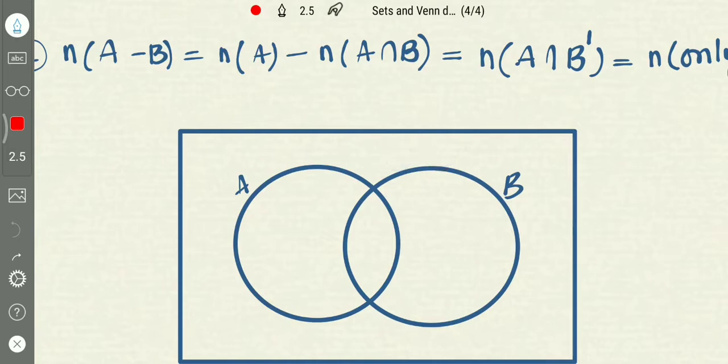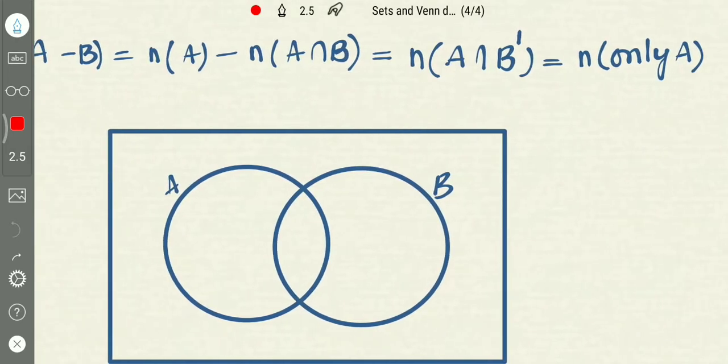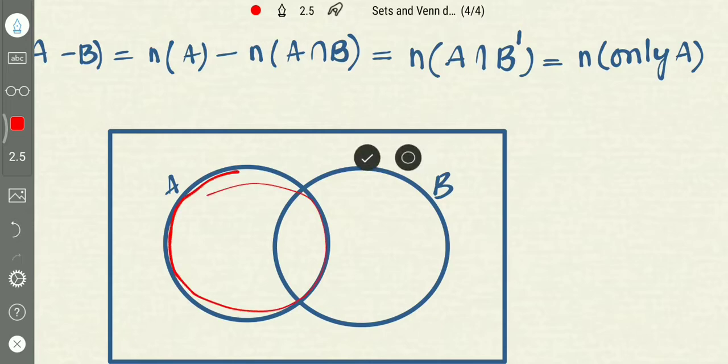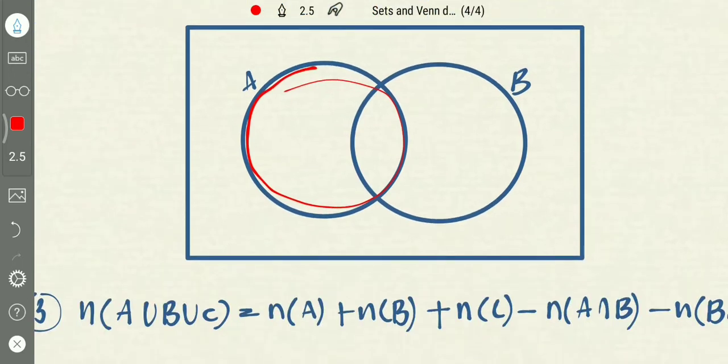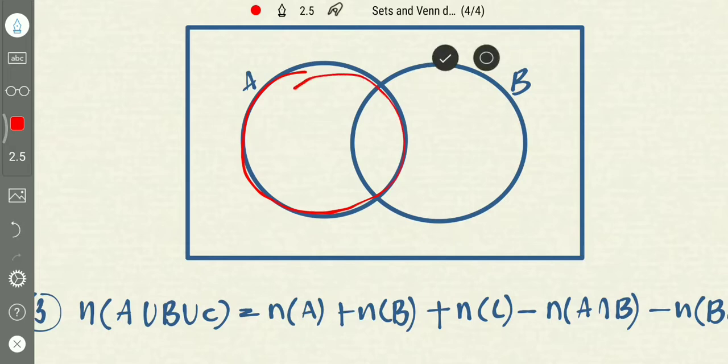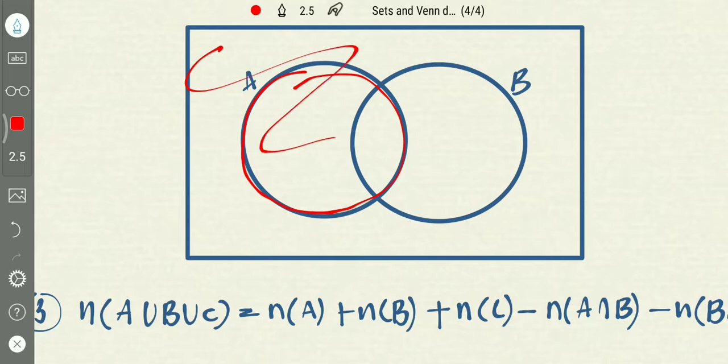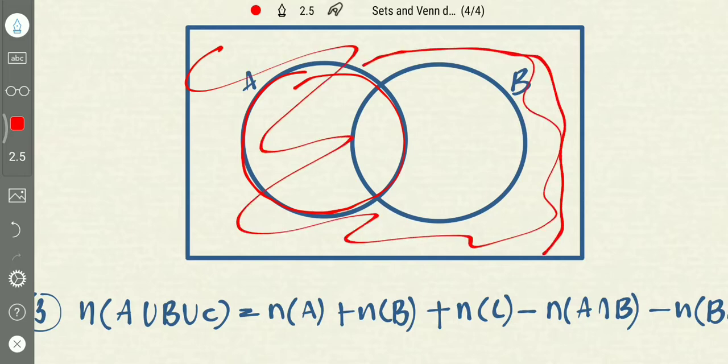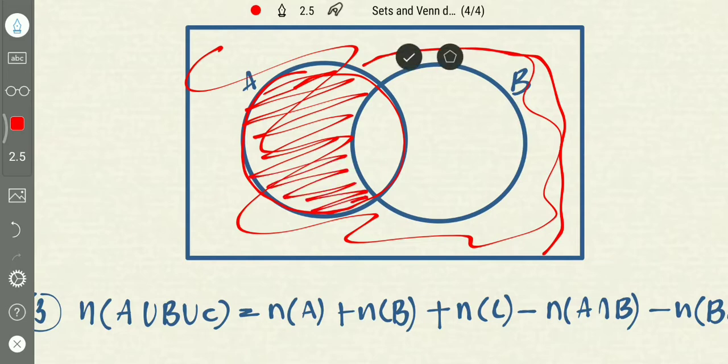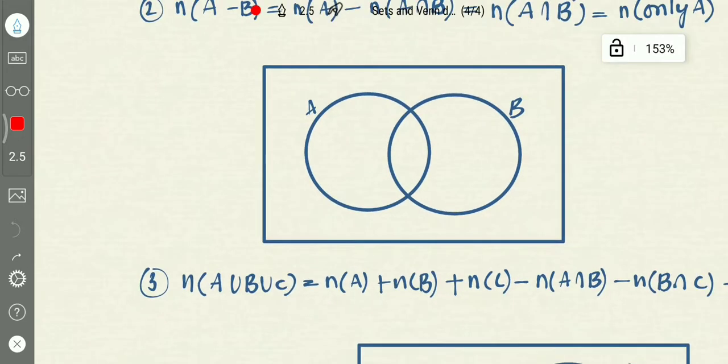And there is also another formula, n of A intersection B complement. What is A? This is A. And what is B complement? B complement is everything outside B. And B is this, all is B. So A intersection B complement: the common area for both A and B complement is this one. This is the common area we got. That is n of A minus B.